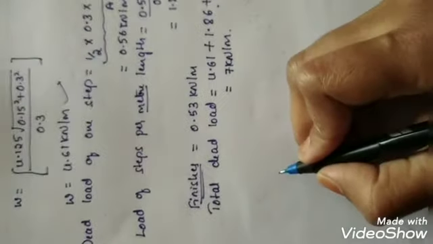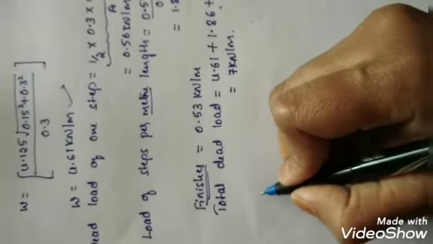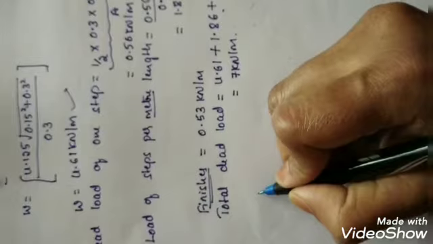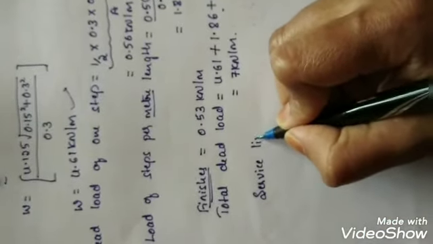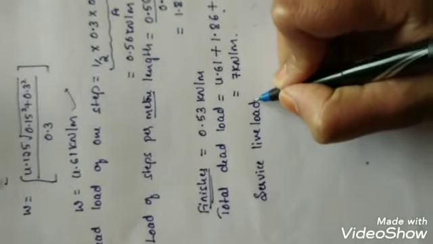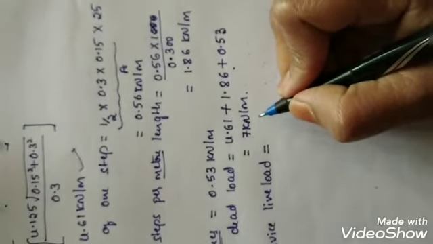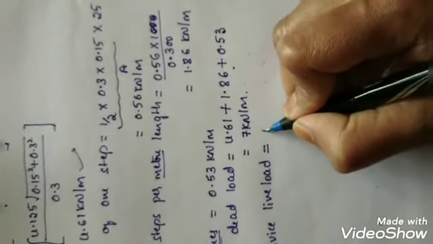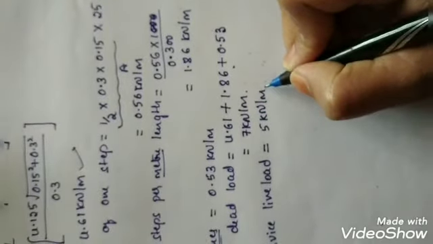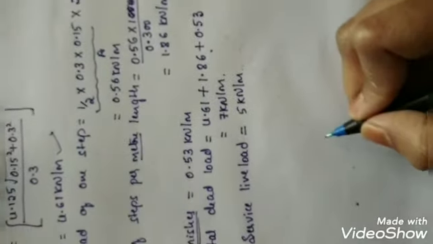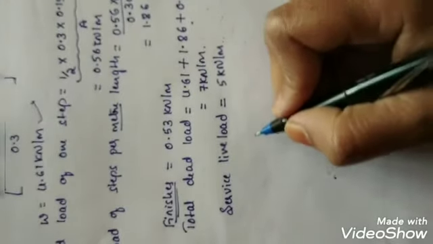And next I need to calculate the service live load. After the dead load, we will consider another load, nothing but a live load. Otherwise we can call it a service live load. I will consider it for the condition of overcrowding. For that overcrowding, usually we will assume that it is 5 kilonewton per meter. It is a changing load, a moving load, that's why we have assumed this value. We can't calculate this one.